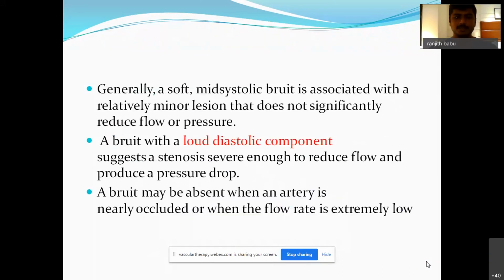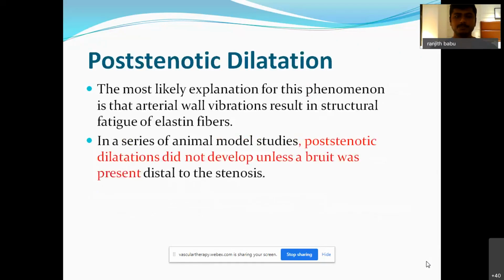Generally, a soft mid-systolic bruit is associated with relatively minor lesions that do not significantly reduce the flow or pressure. But a bruit with a loud diastolic component suggests a stenosis severe enough to reduce the flow and produce pressure drops. A bruit may be absent when an artery is nearly occluded or when the flow rate is extremely low.